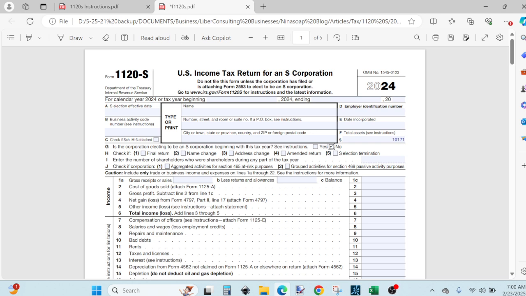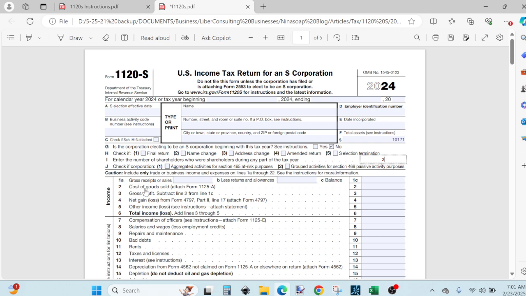I. Enter the number of shareholders who were shareholders during any part of the year. So you'll put the number here. In this example, I'm just going to put 2. If that's just you, you put 1. If that's you and your spouse, you put 2. However many people own shares of your business, you put that number there. J, check if the corporation is one aggregate activity for section 465 at-risk purposes, or group activities. I'm going to leave it just like that.